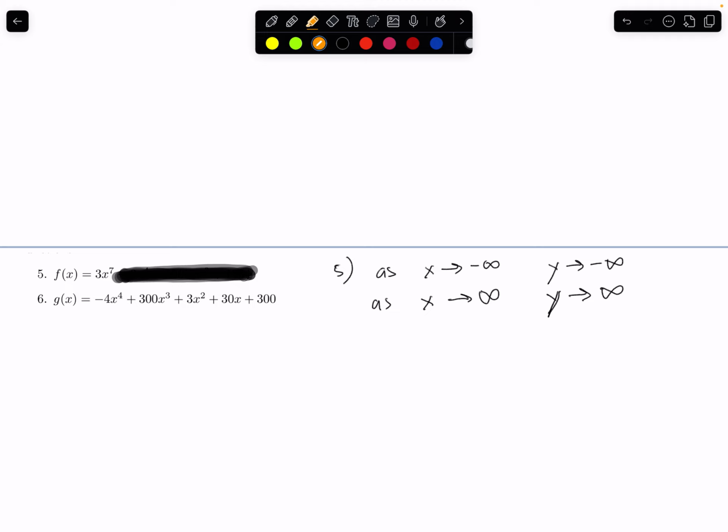I forgot to mention this notation here. This is just to tell you x is getting closer and closer to that number. So as x approaches that number, y is going to approach this number.